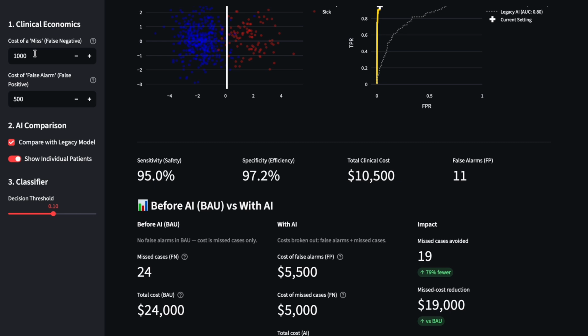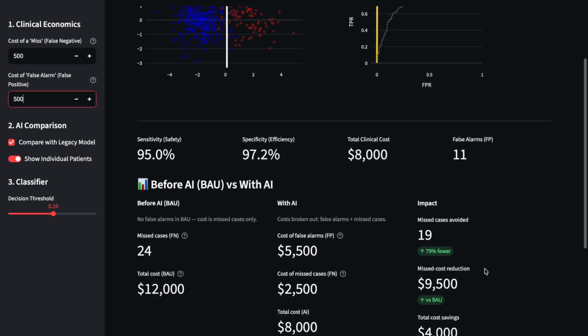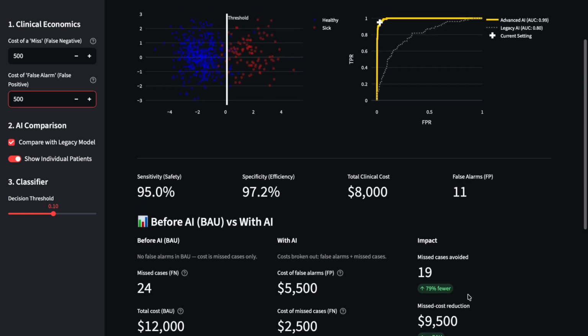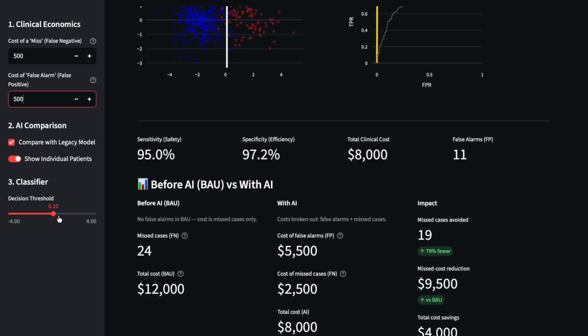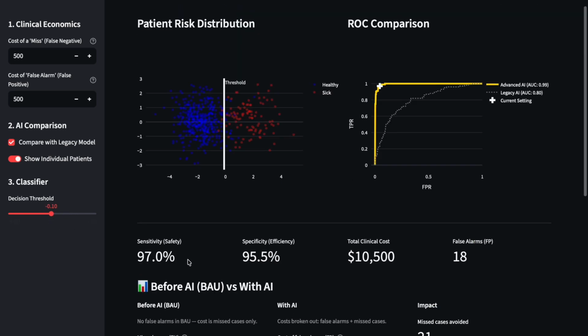Assume we have the same price for false negative and false positive. In this case, our model still works well, but I guess we need to change the threshold a little bit more. Well, maybe not. Still, this is the best case. So for this moment, it doesn't matter.